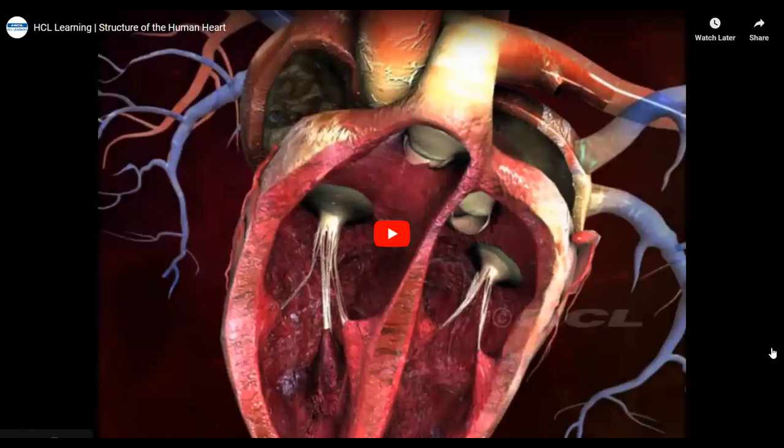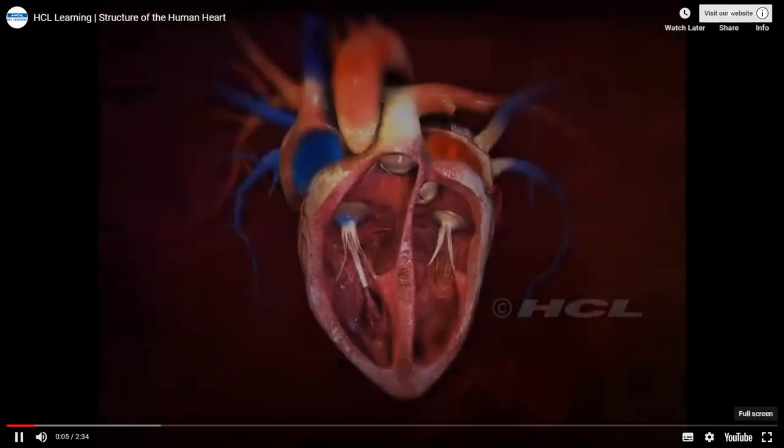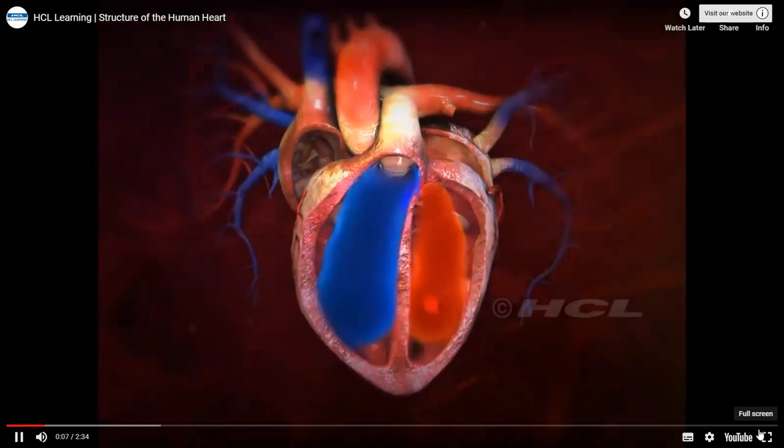So that's all on the internal structure of the heart. The human heart has four chambers.